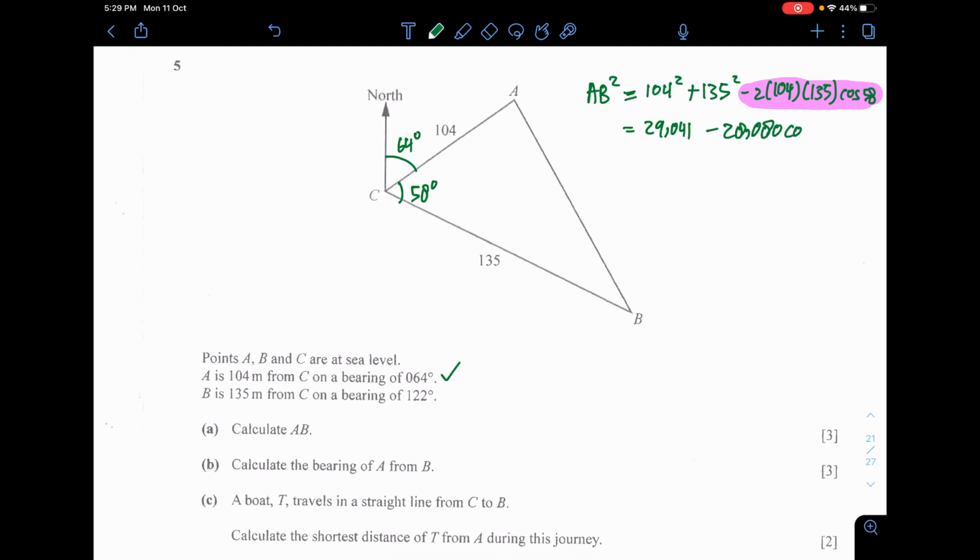Okay, I got this term, cosine 58 degrees. Of course, you can just key these terms into the calculator now. I got 14,160.86706. I want AB, so I need to square root it. I'll get 118.999, which is 119 if you are putting 3 SF. That should be good enough.